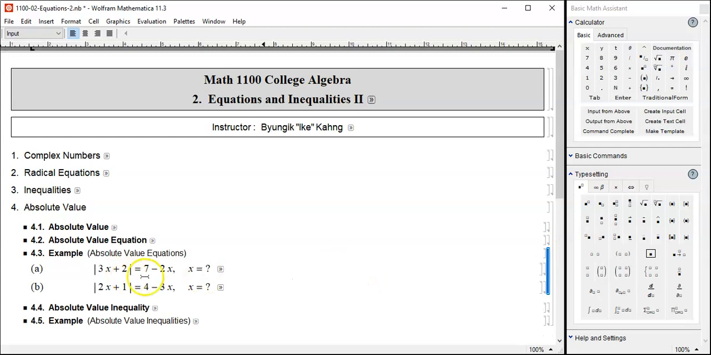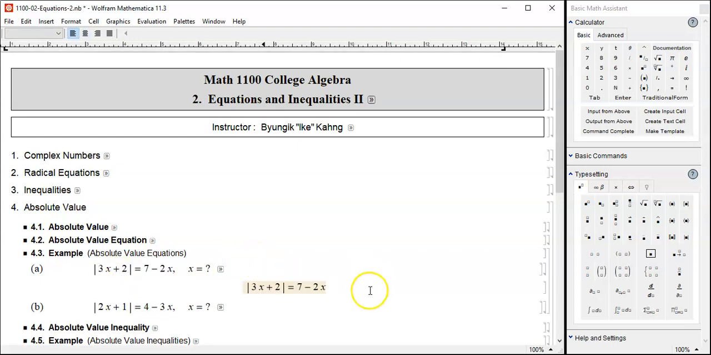Here's an example. Okay, we have a nice problem here, so let's work it out. So that's equivalent to, this thing is just equal to 7 minus 2x, like this. Or, that equals the negative of 7 minus 2x. So basically, if positive, then stay the same. If negative, extra negative.